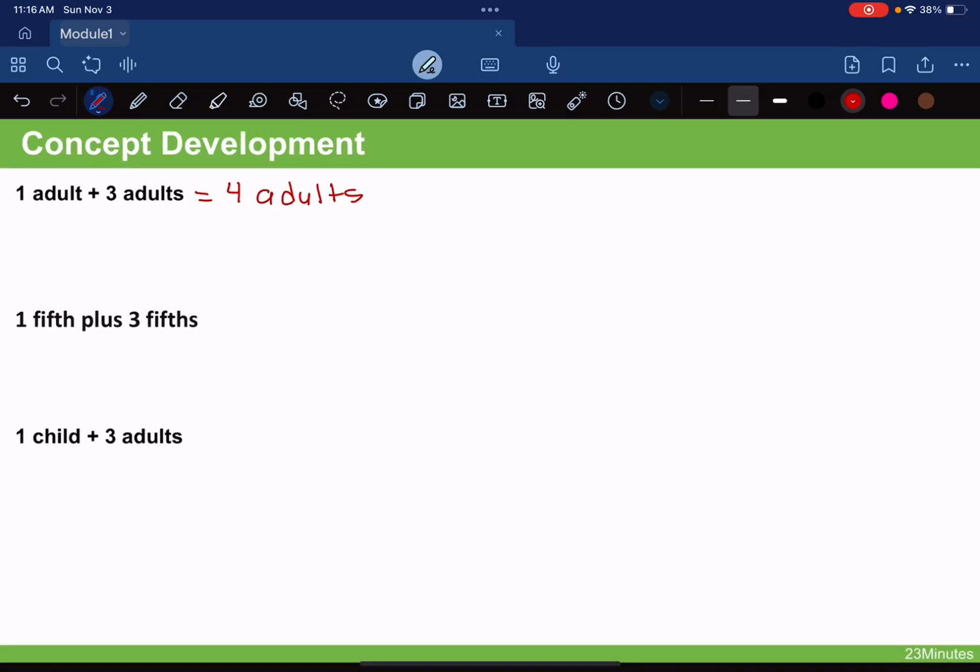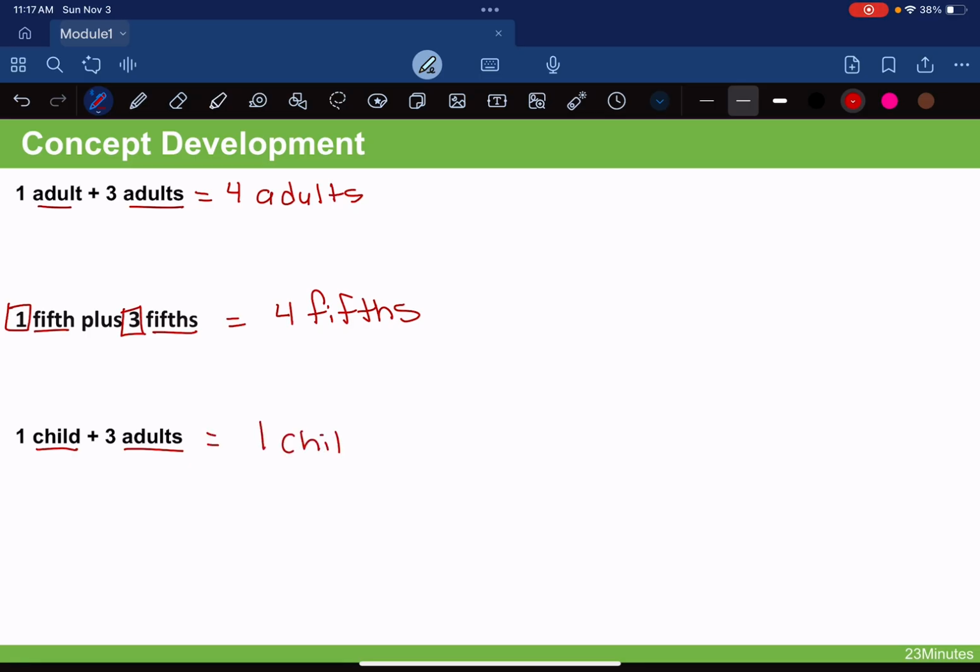So now 1/5 plus 3/5. Our units are the same, just like our adult units are the same. So I can take my numbers 1 and 3 and add those together and say that I have 4/5. Now we have 1 child and 3 adults. I cannot add these together because my units are different. I have child and I have adults. So that stays exactly like this. All we can say is that we have 1 child plus 3 adults because our units are not the same.